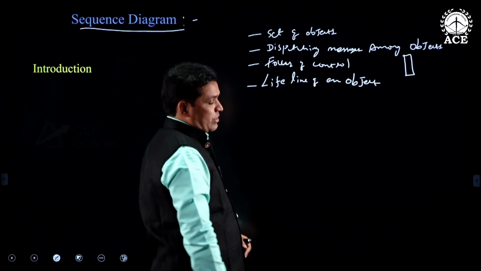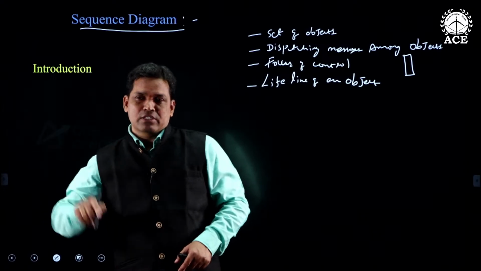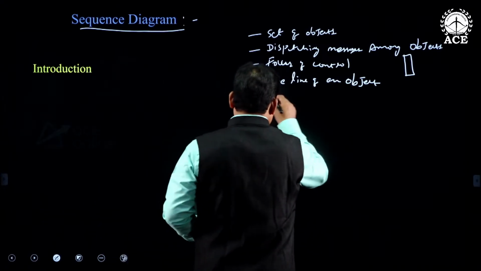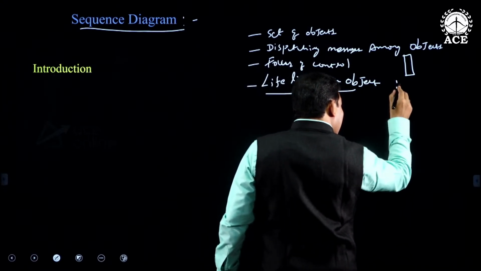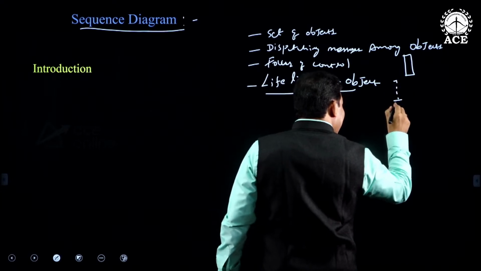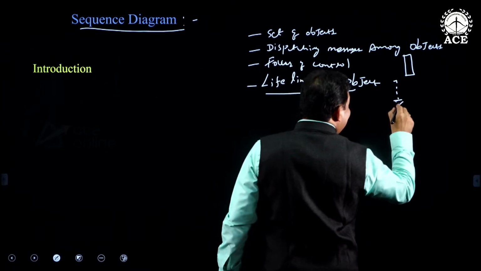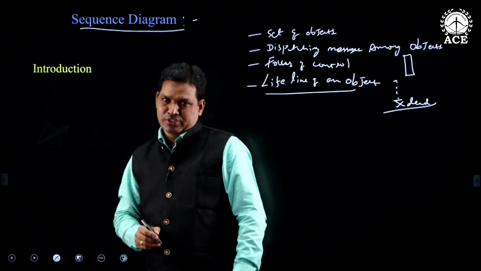Why is it given the name sequence diagram? Dispatching of messages among objects takes place in a sequential manner. That's why it is named a sequence diagram. The lifeline of an object is represented with a dotted line. From here the object was born, and till here the object is alive. Behind this line the object is dead. This is the lifeline of an object.